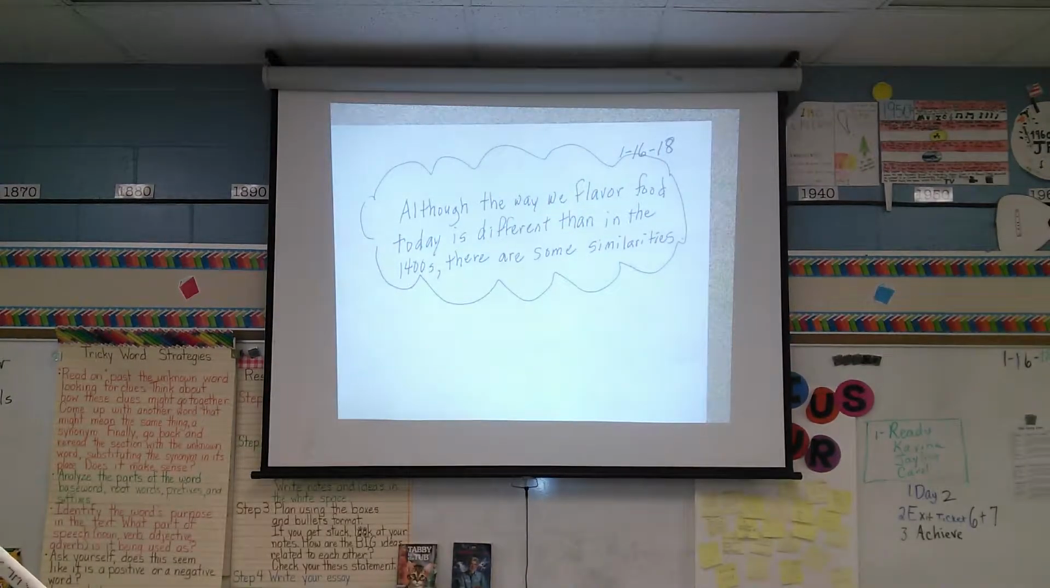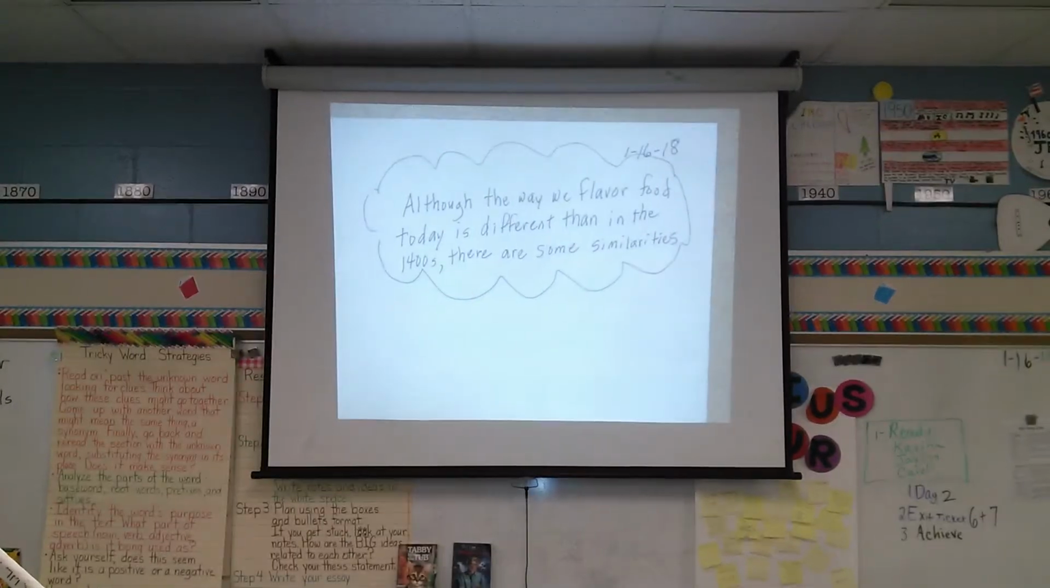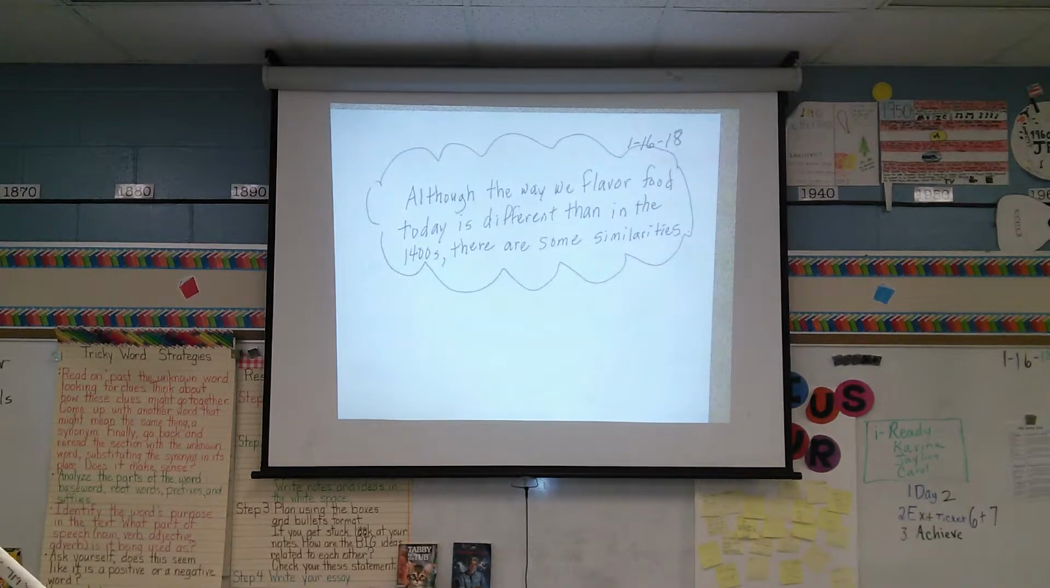Remember that our thesis statement goes in a cloud. And so notice how this is a different type of a thesis statement here. We're setting our reader up to know that we are going to find the similarities and the differences in flavoring food. Comparing and contrasting flavoring food from the 1400s to today. Because that is the information that we were given in the article.